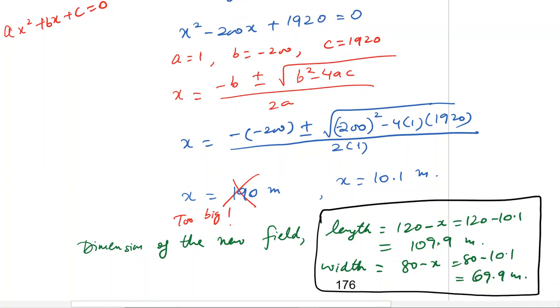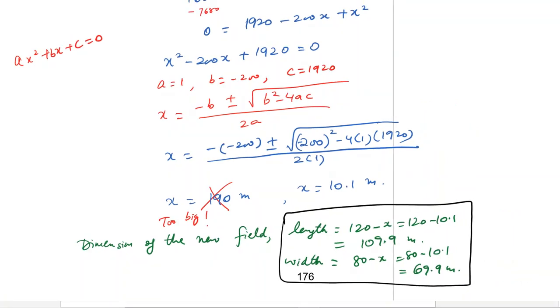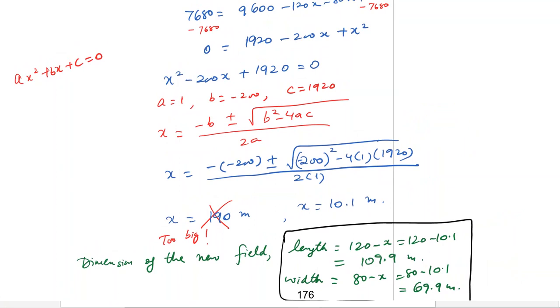Whenever we do a word problem around a quadratic equation, the first step is you try to create the equation, and if you have two pieces of information, you try to combine them so that you can get a quadratic equation with everything in terms of one variable. Once you have your quadratic equation, you solve it to get your answer.